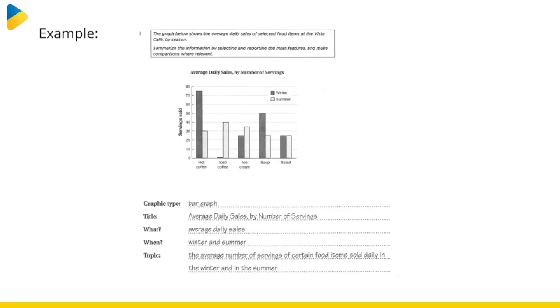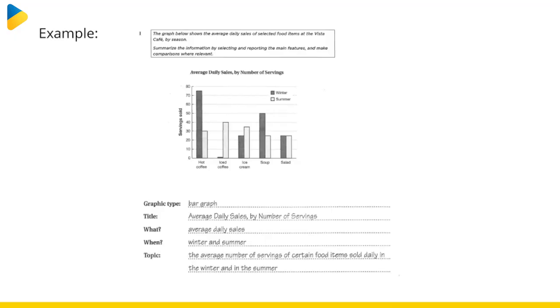And here we have our example about the previous slide for determining the topic. As you see, we have a prompt that states the following. The graph below shows the average daily sales of selected food items at the Vista cafe by season, and we have the same requirement that we discussed earlier. So as you see, you have a bar chart and you have a lot of details such as numbers and different food items. So when you are determining the topic, you have to keep in mind a couple of questions: what happened, when it happened, and the title and type of graph.